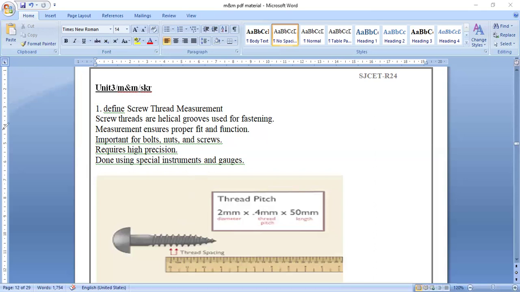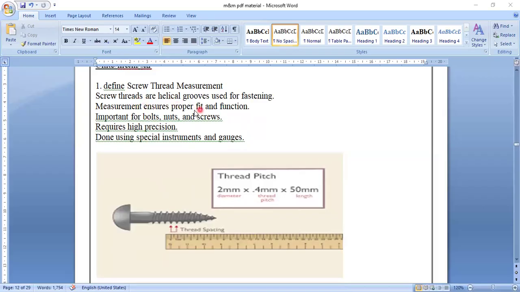See, in the diagram I can show here. Let me take this red color. So here, define screw threads. This is one sample screw I have taken. This screw has threads and pitches. The pitch difference is 0.4 mm, and the diameter is 2 mm. Pitch means thread to thread distance, 0.4 mm, over a 50 mm length. This length is 50 mm. So by using a scale you can measure this manually.